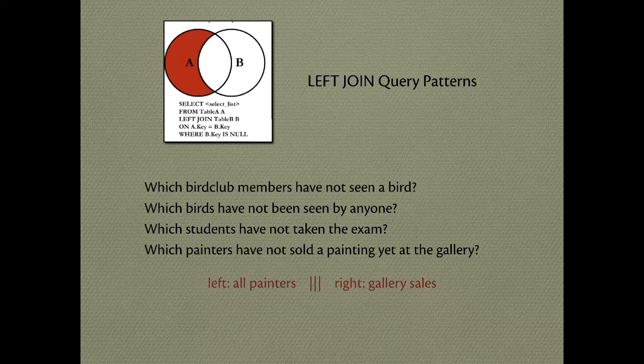So what's important about this is, way back when we started designing databases, we design better databases when we can envision how we're going to use them. And if I know that I'm going to do a left join query, then I know that I'm going to have some tables that are quote-unquote master lists of stuff. And I'm going to have other tables that record things like bird sightings or exam scores or sales receipts at the gallery. And if I subtract from the master list that other table, I can see who hasn't done something yet, right?